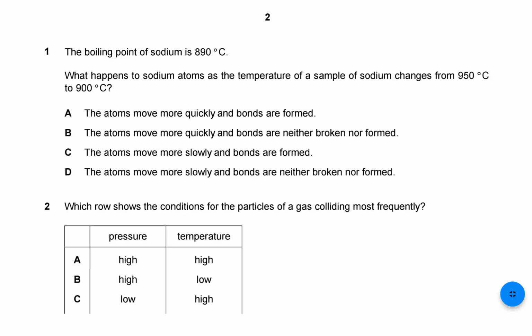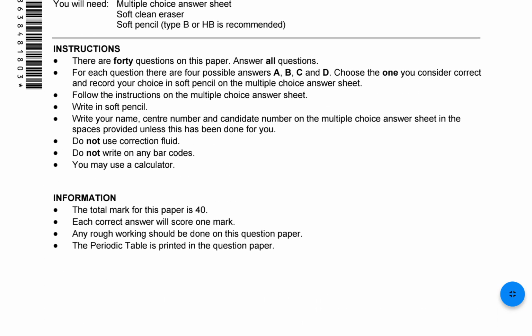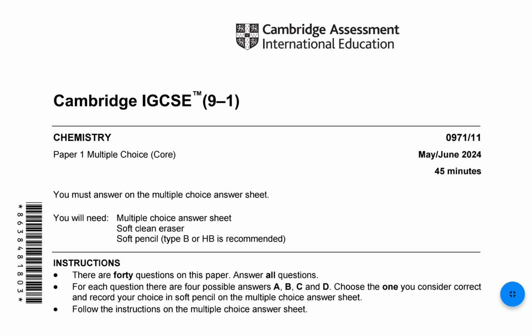Let us dive into this paper. This is Cambridge IGCSE chemistry multiple choice, which is paper 1 core. This is a 2024 May June paper.